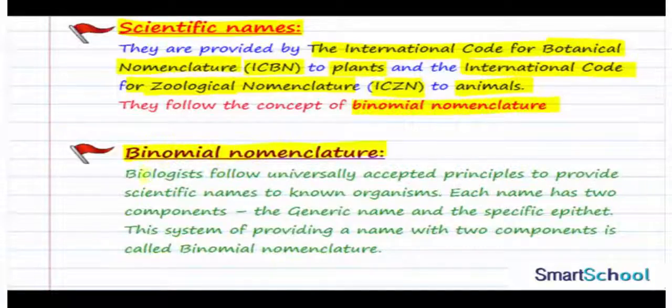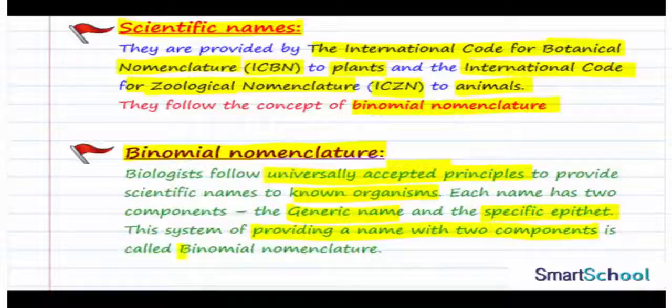What is binomial nomenclature? Biologists follow universally accepted principles to provide scientific names to known organisms. Each name has two components, the generic name and the specific epithet. The scientific name is made up of two parts, the generic name and the specific epithet. This system of providing a name with two components is called binomial nomenclature. So these were the features of binomial nomenclature, which is used by ICBN and ICZN respectively for plants and animals to provide scientific names.